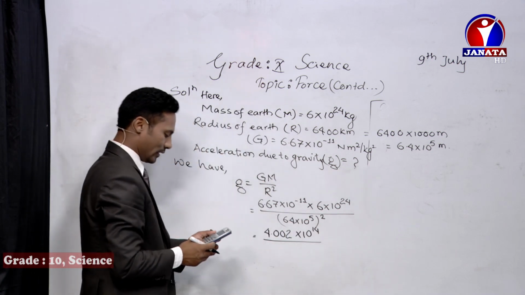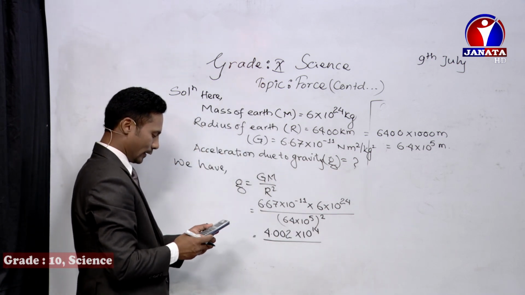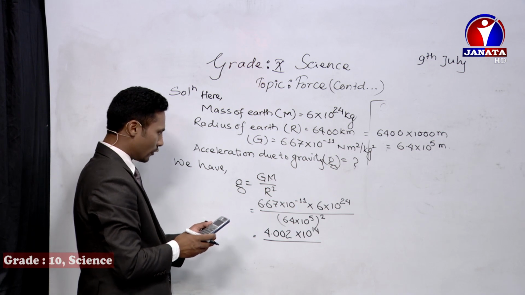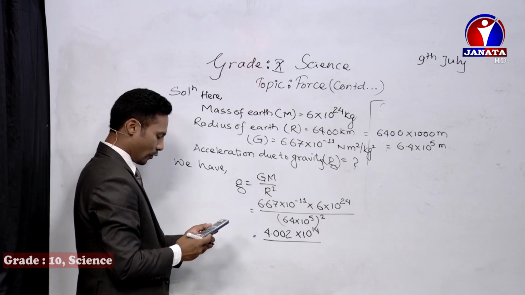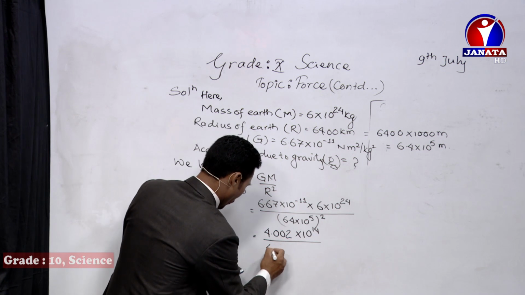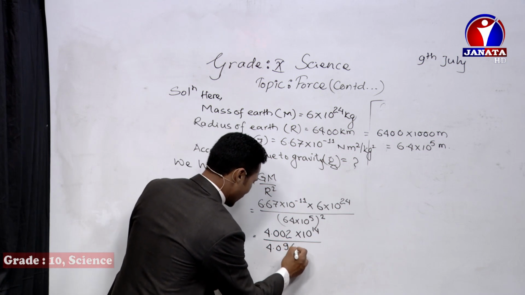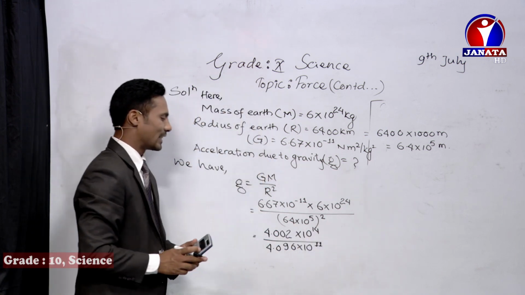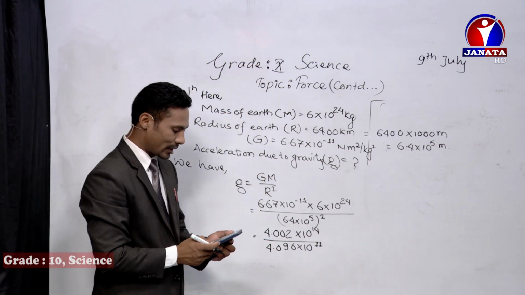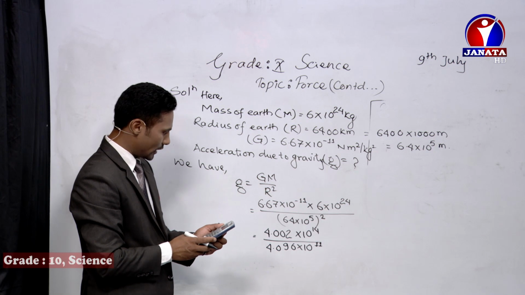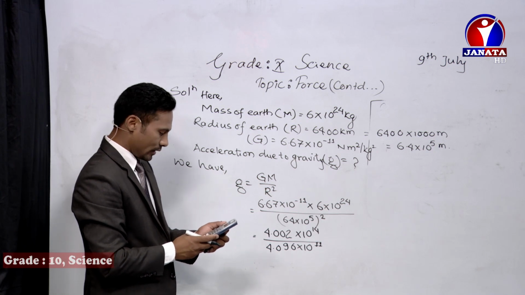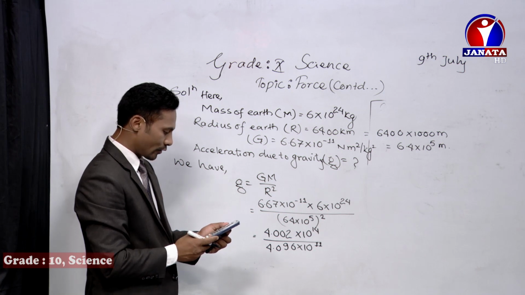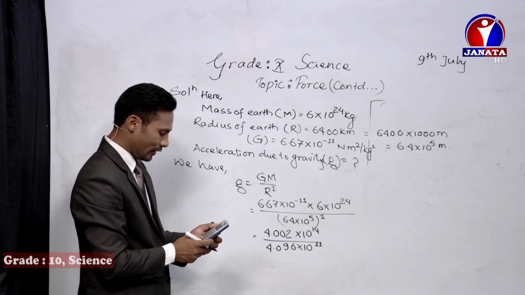And next, the denominator: 6.4 into 10 to the power 5, whole square. That gives 4.096 into 10 to the power 11. So let's divide these two. Then what will be the answer? Let's check. 4.002 into 10 to the power 14 divided by 4.096.